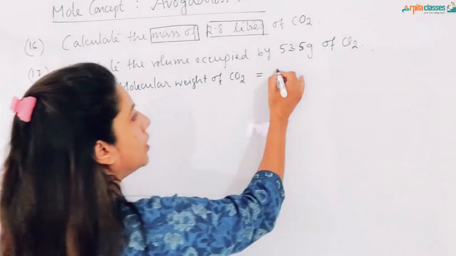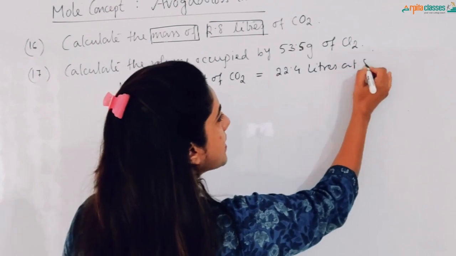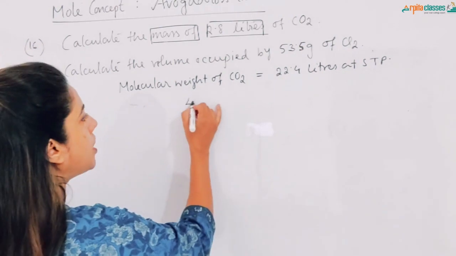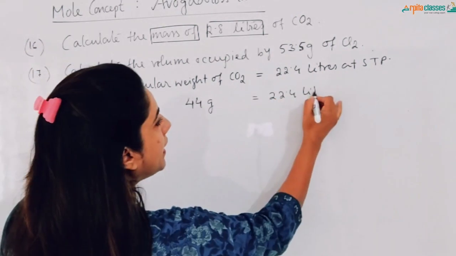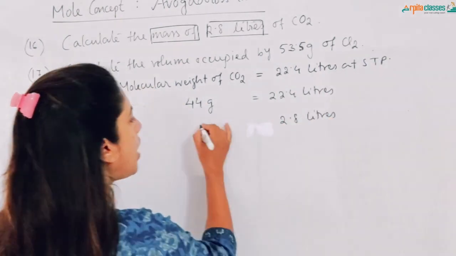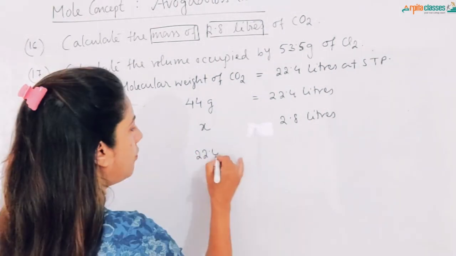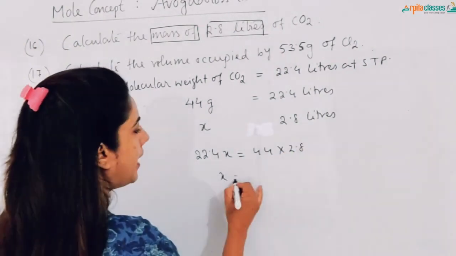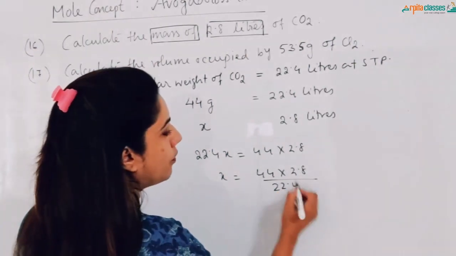is equal to 22.4 liters at STP. Molecular weight of carbon dioxide is 44 gram. So, 44 gram is equal to 22.4 liters. Therefore, 2.8 liters corresponds to how many grams? X. Cross multiply, it is 22.4 x is equal to 44 into 2.8. Therefore, x is equal to 44 into 2.8 divided by 22.4.